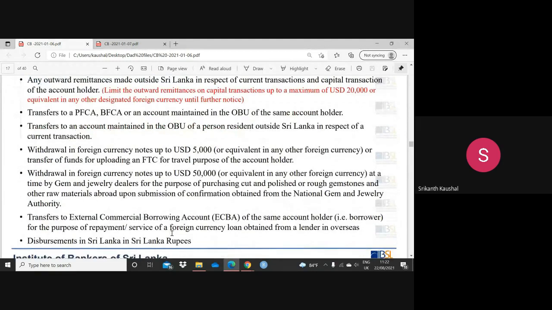What is that purpose? If you are a gem exporter, sometimes you need to go overseas to buy raw gems or rough gems, unpolished or uncut gems. These gems are sold at an unofficial auction. There you need to pay hard currency, dollars. So when the auction takes place, you pay dollars and buy these rough gems. So you need to carry $50,000 or its equivalent. But remember, you need to get approval from the National Gem Authority.